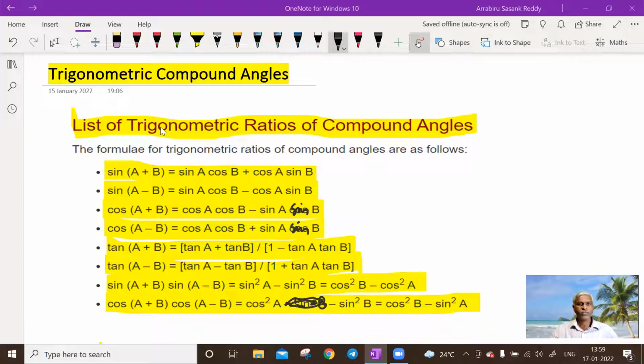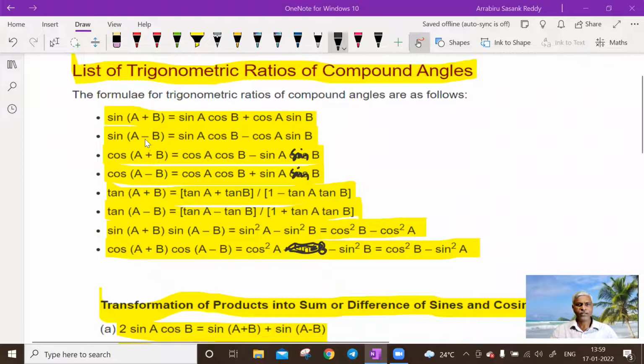Now look at some important formulae in trigonometric compound angles. Here is the list of trigonometric ratios of compound angles. Sin A plus B is equal to sin A cos B plus cos A sin B. Sin A minus B is sin A cos B minus cos A sin B. Cos A plus B is cos A cos B minus sin A sin B. Cos A minus B is cos A cos B plus sin A sin B.